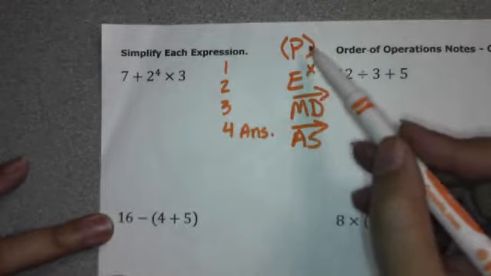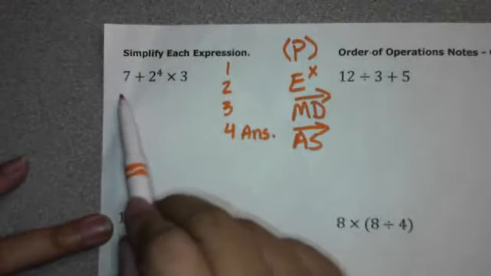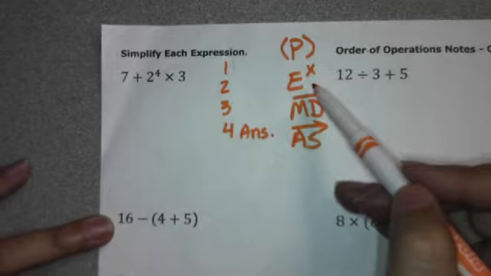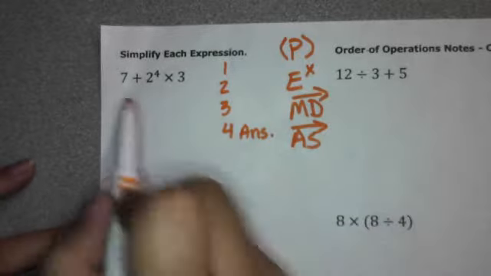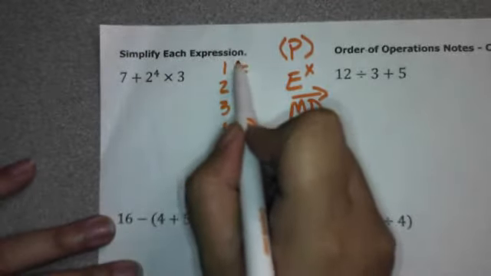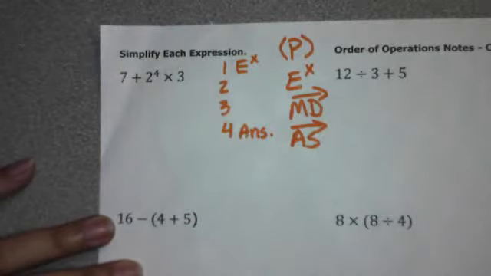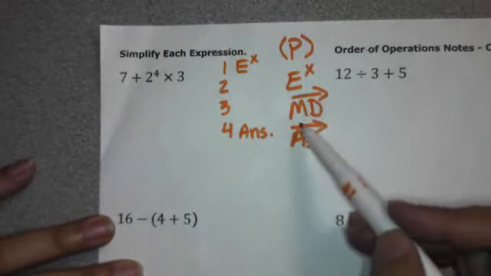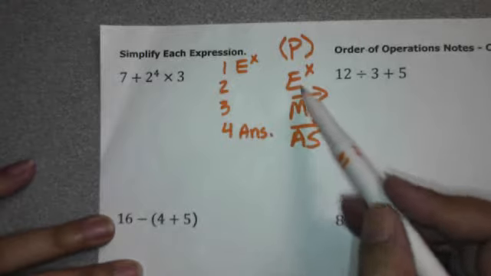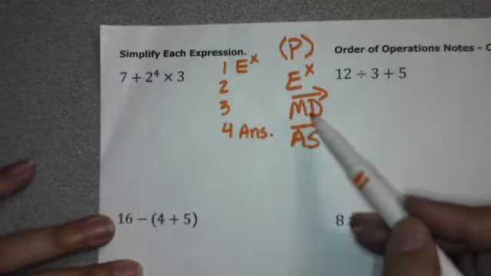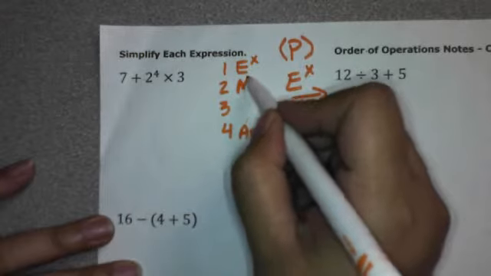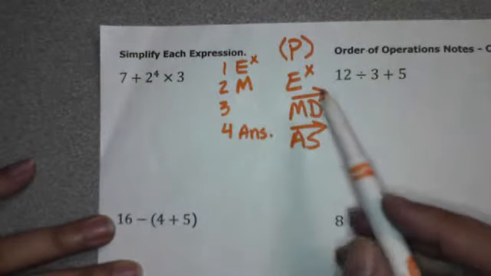Look at the checklist. Is there any parentheses? There's no parentheses, so we move to the next one. Exponent. Is there any exponent? Yes, there's an exponent, so step number 1 is going to be exponent. Step number 2 is going to be multiply, because after exponent is multiply or divide, and we have a multiply, so step number 2 is multiply.